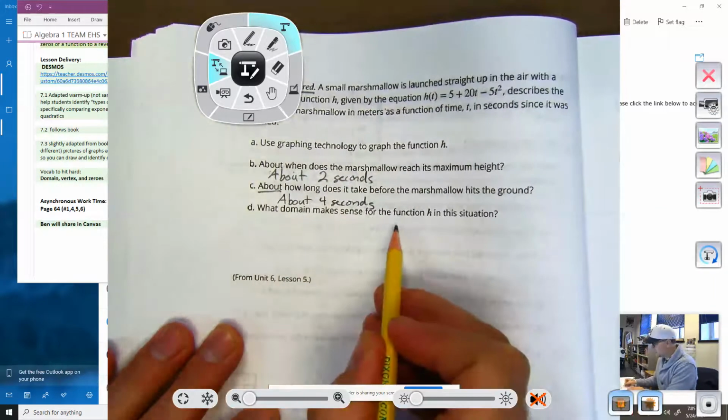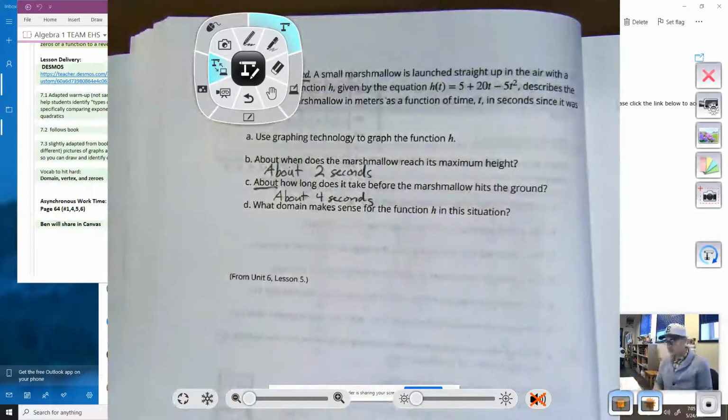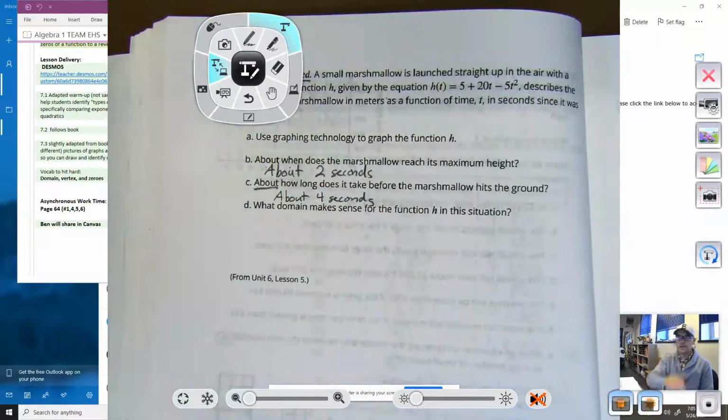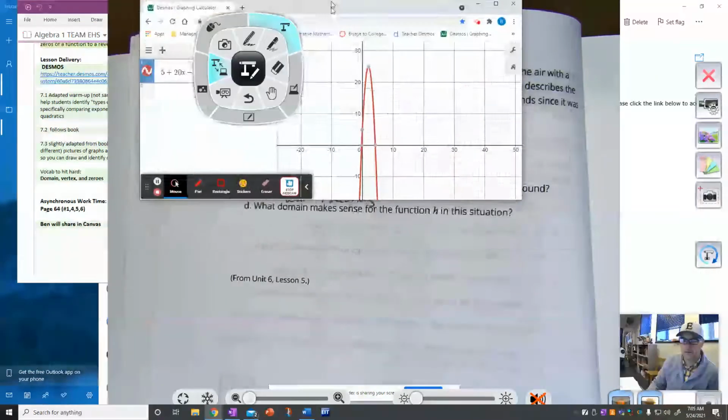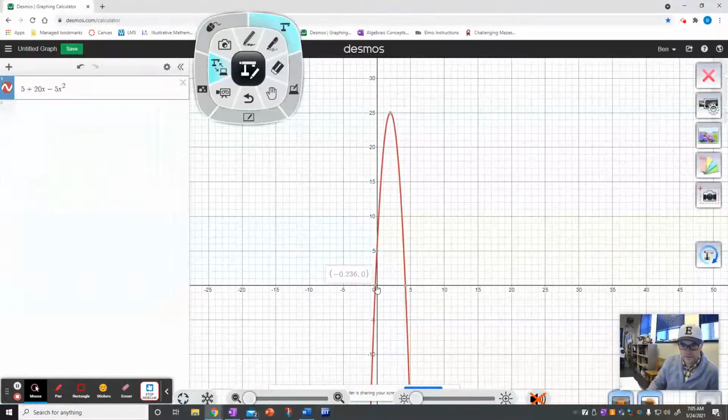And what domain makes sense for the function h in this situation? Remember, domain, range. I always do this because when we look at graphs, we go x, y. So domain is this way. We're trying to say what are the possible values of time for launching this marshmallow. If I look at the graph, this says like negative 0.236, but this is time, right? How can we be backwards in time? We didn't launch this until we were at 0. That's when we started counting, right?